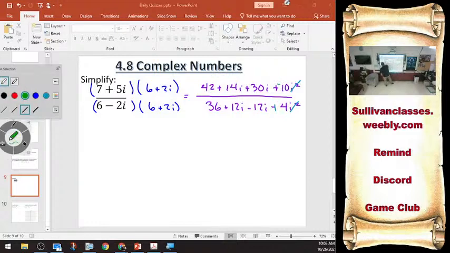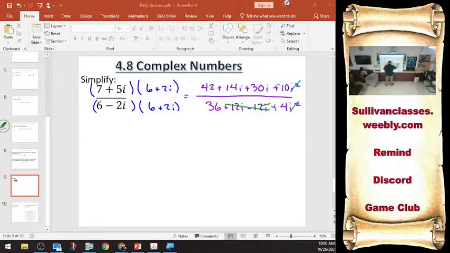We know that those terms cancel. So it's just a matter of combining like terms. 42 minus 10. 14i's and 30i's. And 36 plus 4.